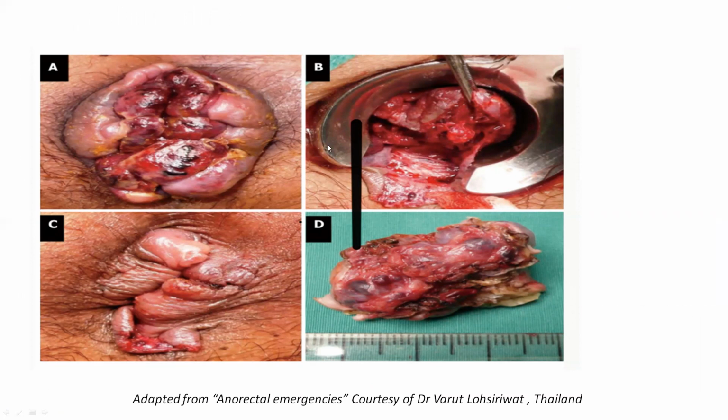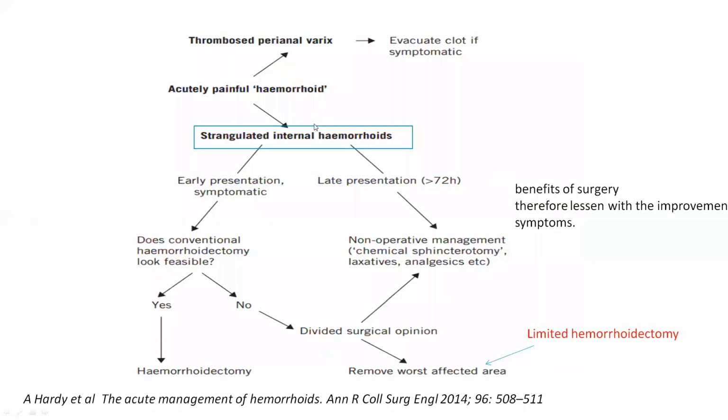Here you can see incarcerated and strangulated internal hemorrhoids. In this particular patient, they actually performed the limited hemorrhoidectomy, excising the most symptomatic internal hemorrhoid, and then reducing the rest. As you can see here, the external hemorrhoids are still intact. Here's a nice algorithm that summarizes it all for your review.